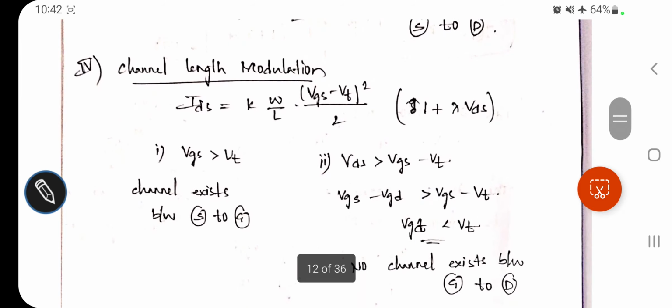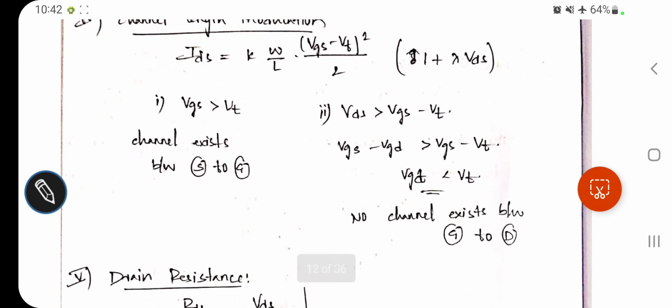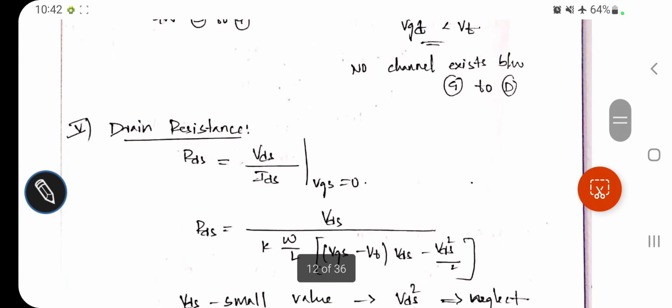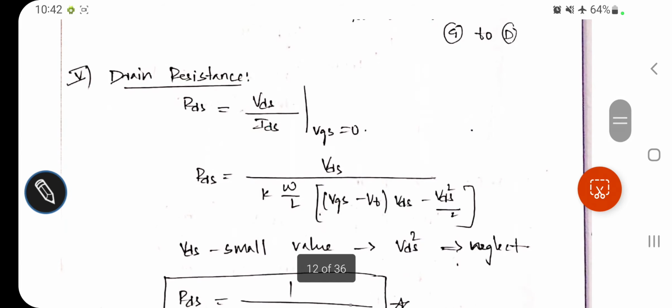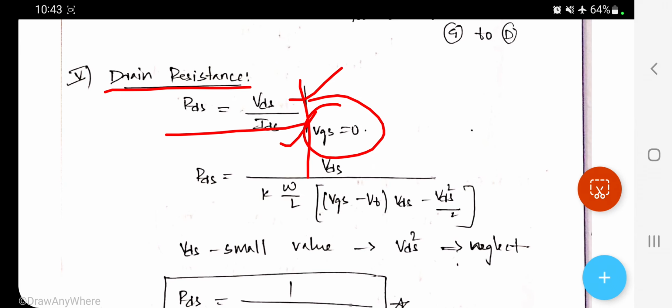Channel length modulation, these brief equations are given here. 1 plus lambda VDS is included for considering the channel length modulation factor, right? Now next, this is about IDS versus VDS, and the channel length modulation factor we have also discussed. Next we have drain resistance, RDS. Drain resistance is obviously voltage by current, so it is VDS by IDS. The condition here is that the applied VGS is equal to 0, that is when the transistor is off, then only we can calculate this drain resistance RDS.